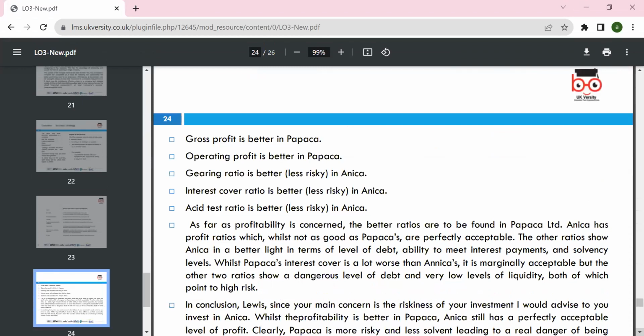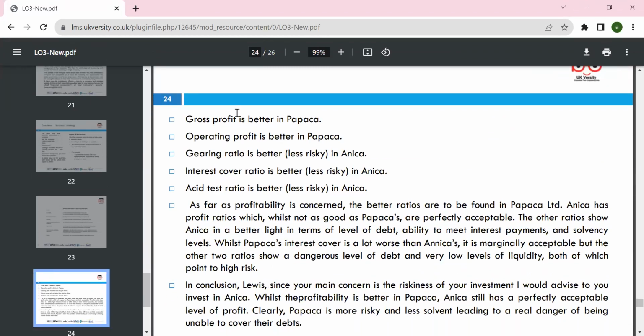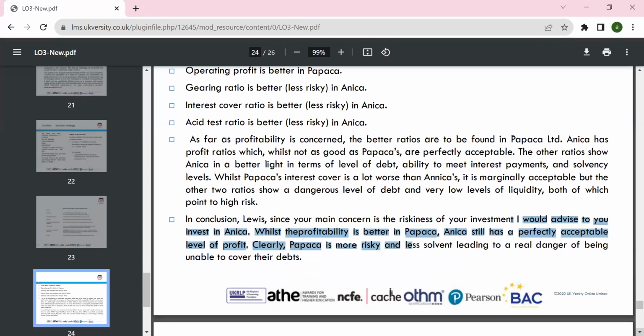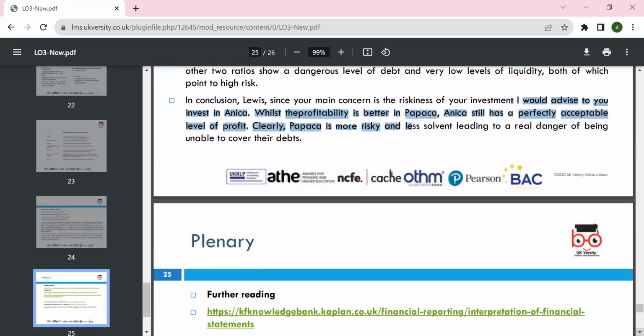Now based on our analysis, we can say Anika's gross profit is better. Anika is less risky. Anika's asset test is better. So based on all the ratios overall, as an analyst, we can draw the conclusion. I would advise to invest in Anika instead of Papika, because Papika is more risky and returns only 7% higher. And you can even embed your figures in your decisions as well.